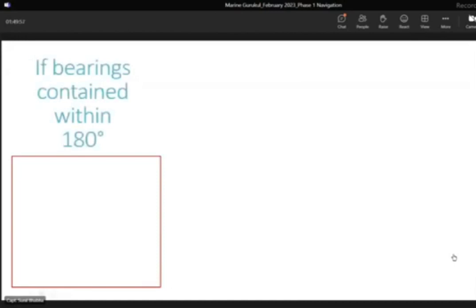Let's now move on to the second scenario where the bearings are contained within 180 degrees. Let me show you an example. Let's assume that we have the DR position at this particular location. You can see the DR latitude and longitude coming up on the screen. Let's assume that this was the first star which we used for our site. This is star number 1. The site was worked using intercept and we obtained the intercept towards this body.